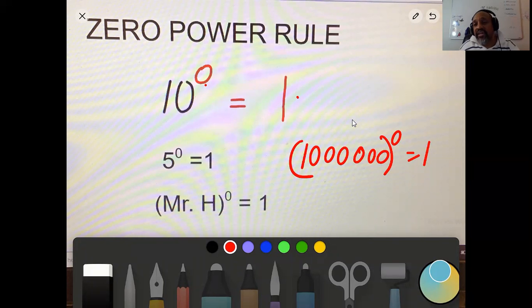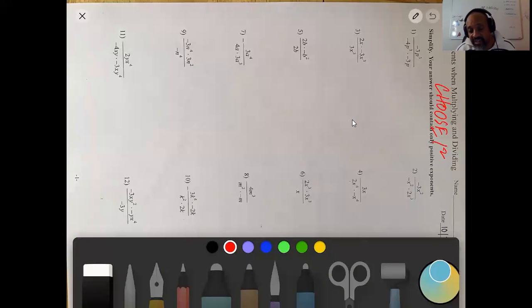Now, that's all you have to do. These are the 5 rules. If you can get those, you should be okay for the homework. But what I'm going to do is another quick video where I do a couple questions just to show you how to use them all together.